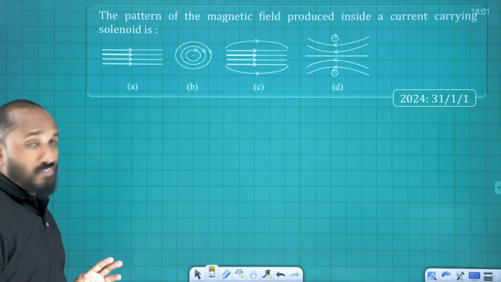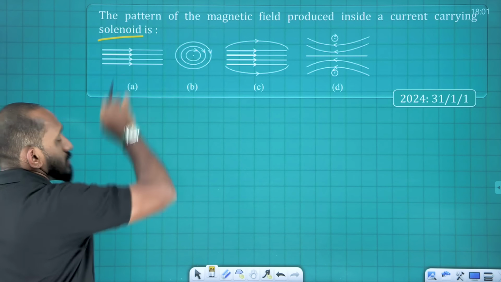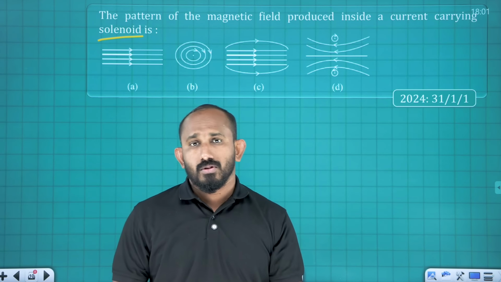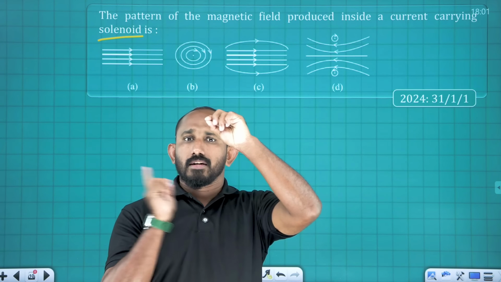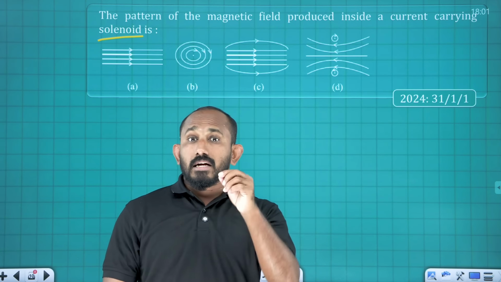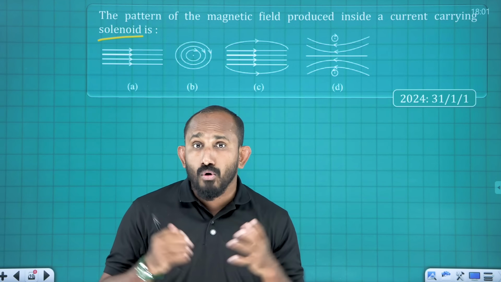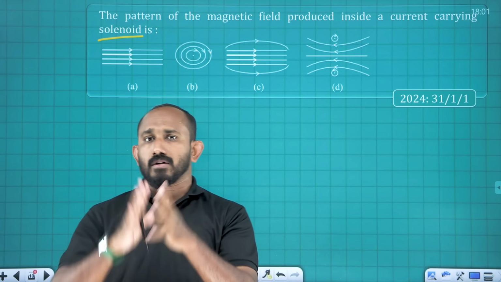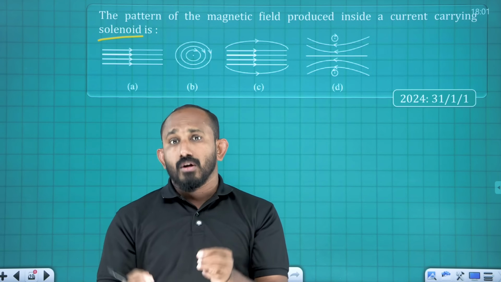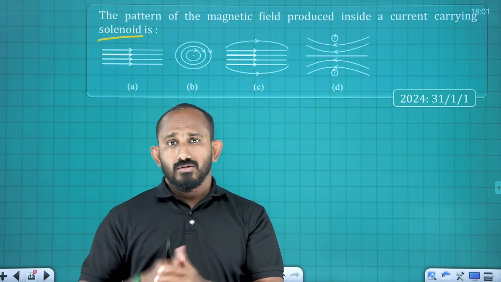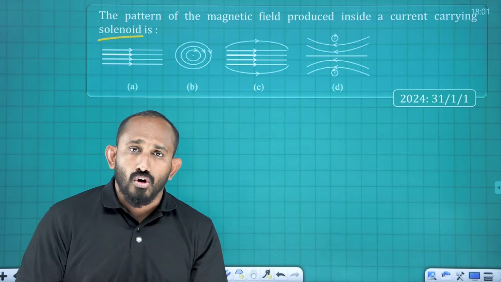The pattern of the magnetic field produced inside a current carrying solenoid. Solenoid is one of the important devices, you know. For a straight conductor, the magnetic field is outside, and you can use the right hand thumb rule. If we bend that conductor into a circular loop, its magnetic field becomes stronger in the interior part of the loop, because the magnetic field due to each part of the loop is in the same direction. So one turn gives a constant magnetic field inside, and it becomes stronger.